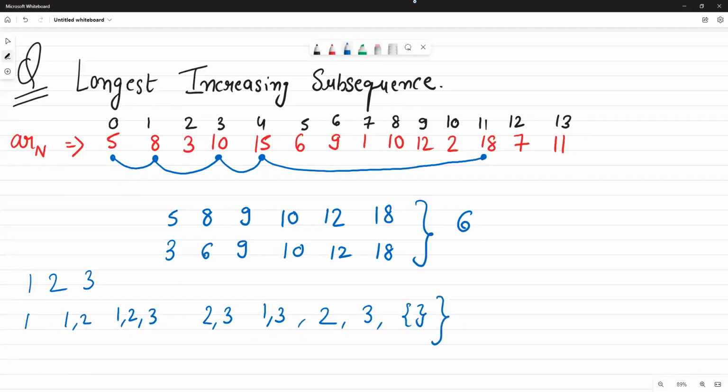So these are all your subsets or subsequences. Are you getting it? Yep. So basically, it takes 2 to the power n times to find all the subsequences. Once you have found the subsequences, you will find what is the length of it, which will take another n time, and that's it.